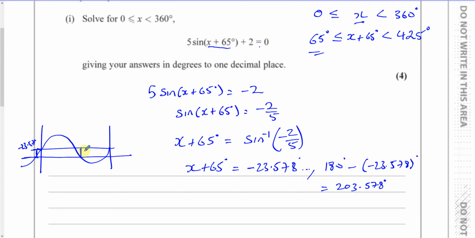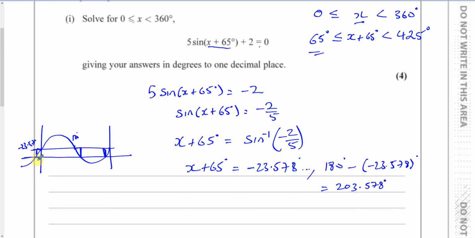Okay, and the other angle we found was here, which is 180 plus 23.578, given by 180 minus minus 23.578. So that's the other angle we found. Now we can see there's another angle here, which also is going to be in our range. So how do we find that angle?